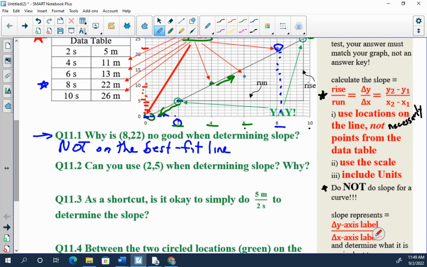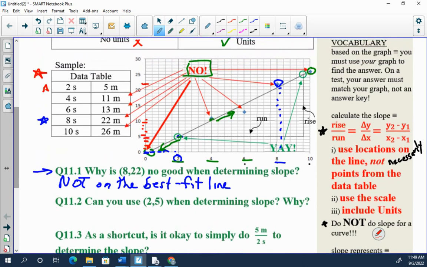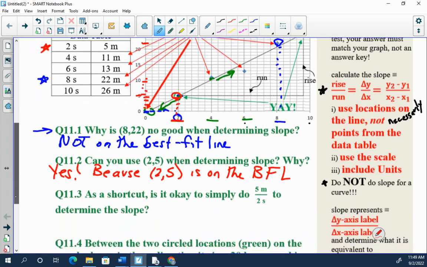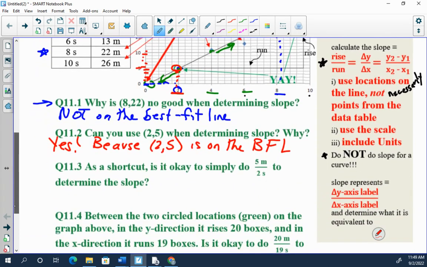can you use 2,5 when determining slope? Well, let's look here. 2,5 is in our data table. Data table automatically bad? Well, let's see. It really matters whether 2,5 is actually on the line. Yes, we can use it. Why? Because 2,5 is on the best fit line. So that's legit. Data table is not automatically bad.